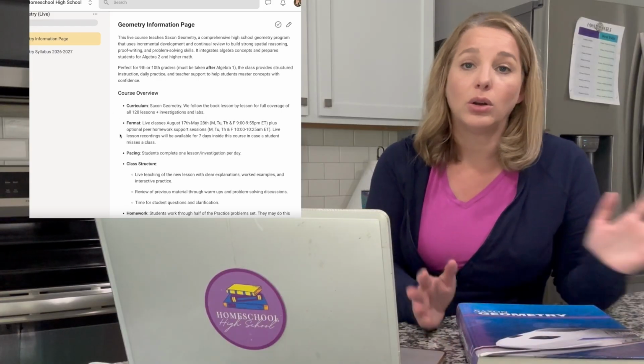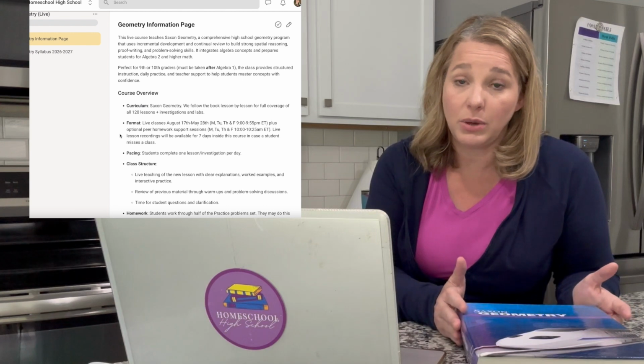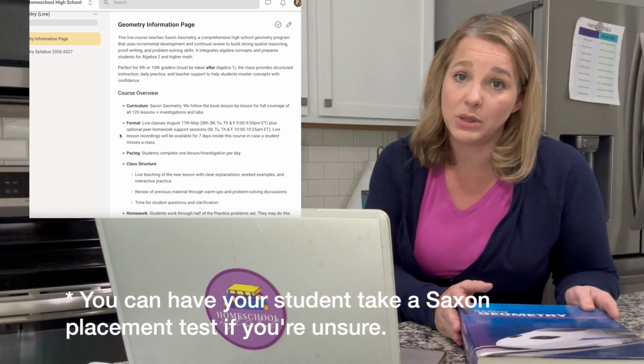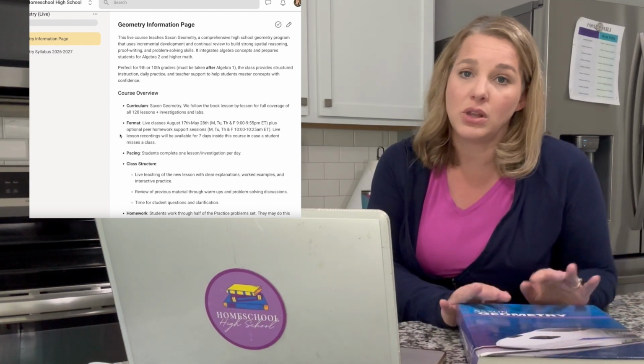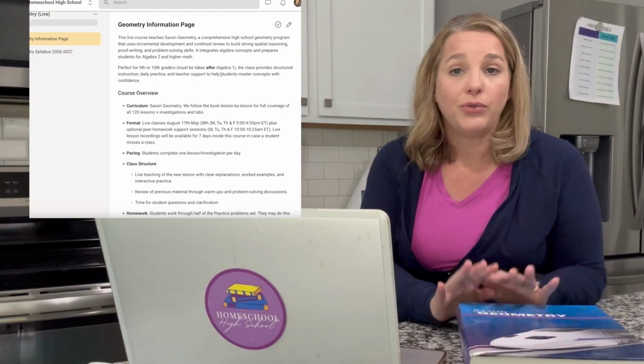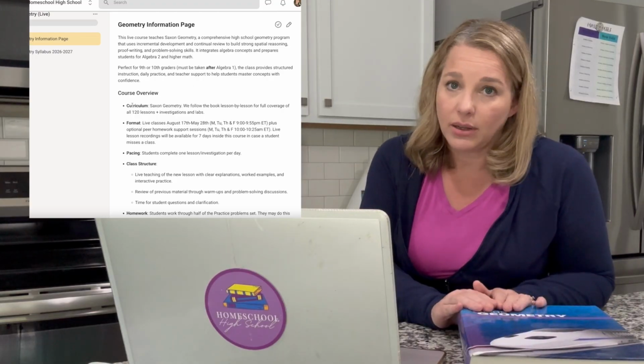Obviously, if you have younger or older students that you think it would be a good fit for, you are more than welcome to put them in that class. Just again, please make sure that they've had Algebra 1 first. We'll follow it lesson by lesson, do every single lesson together.